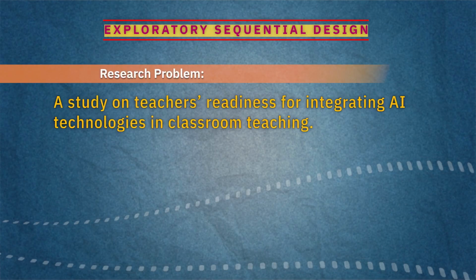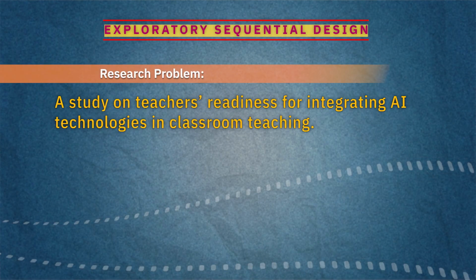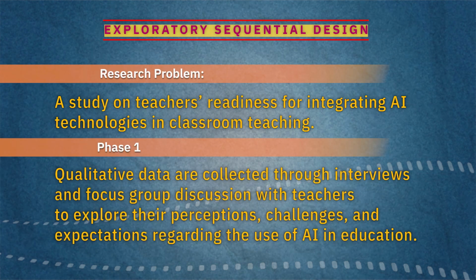An example of this: let's say there is a study on teachers' readiness for integrating AI technologies in classroom teaching. So in phase 1, qualitative data are collected through interviews and focus group discussions with teachers to explore their perceptions, challenges, and understanding regarding readiness towards the use of AI in education. Then we have phase 2.